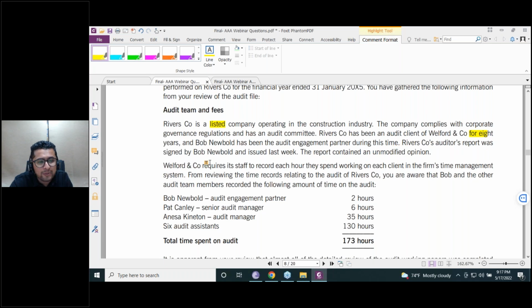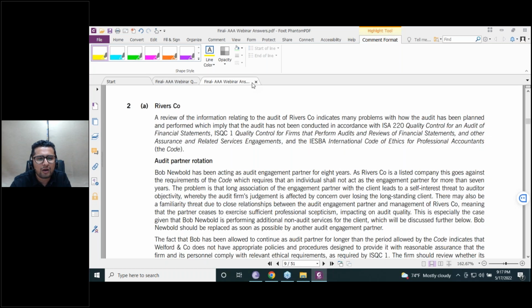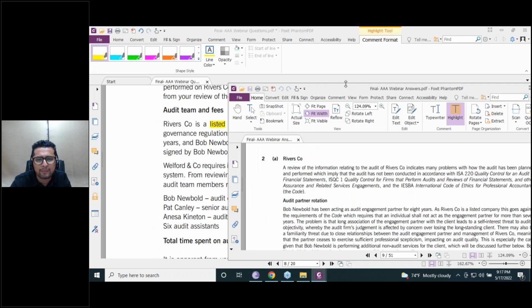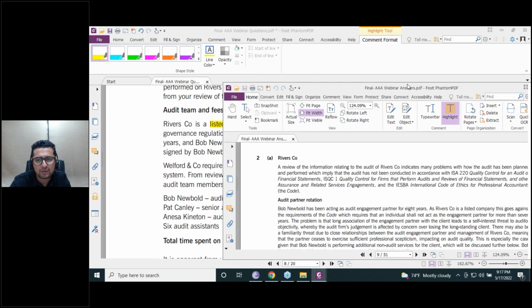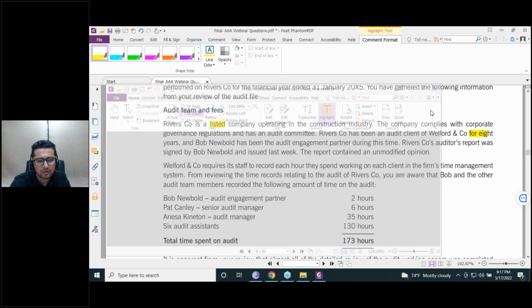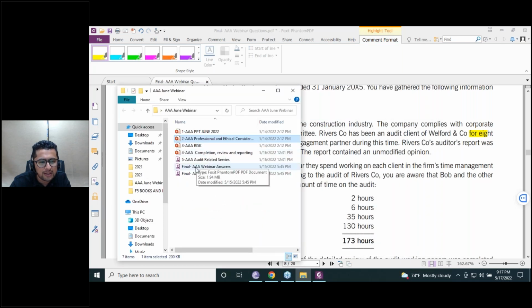River Company's audit report was signed by Bob Newbold and issued last week. The report contained an unmodified opinion. So I'm done with the first paragraph. I found one very important issue out of it. Now let's see how the solution would shape up, how we need to come up with the answer.